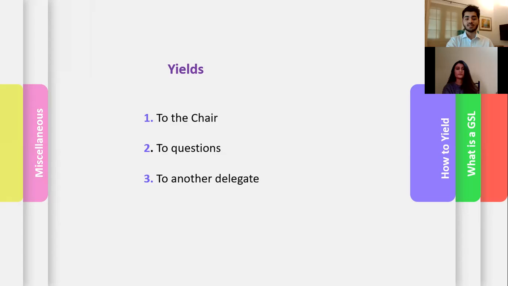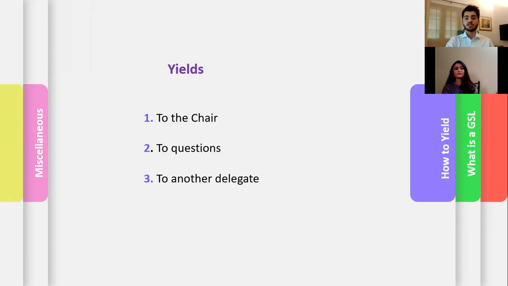Well, there's three ways. So the first is that you yield your time back to the chair or the dais, in which there's going to be no questions and the chair would now move on to the next person on the GSL to deliver their speech, right? Then there's a second way.